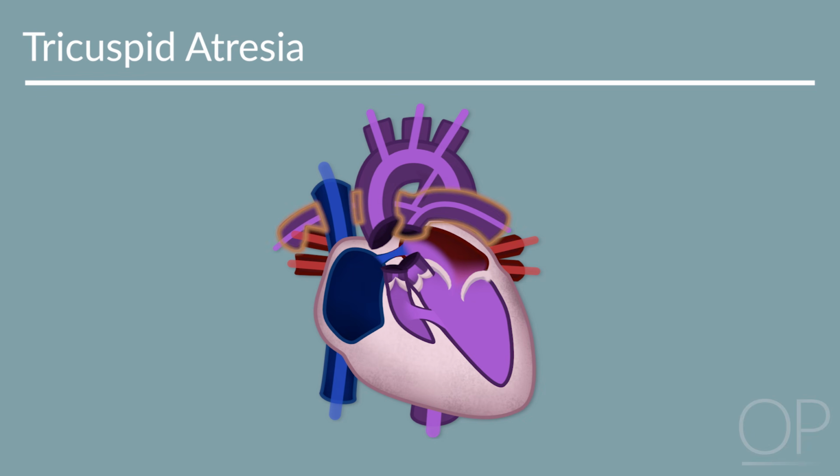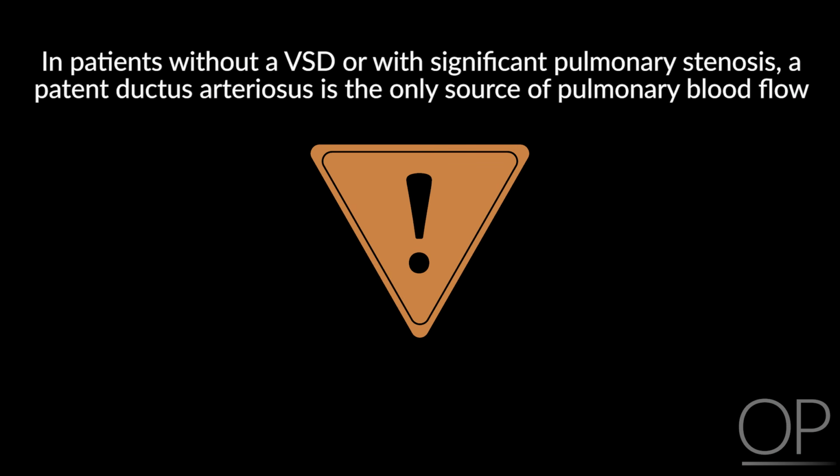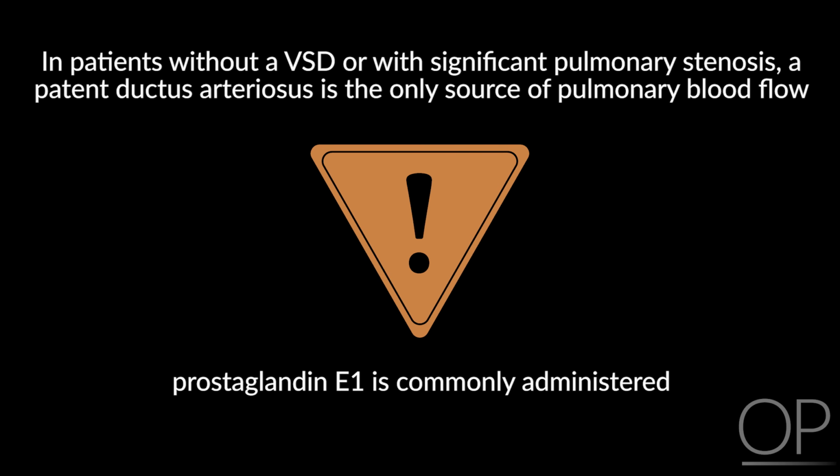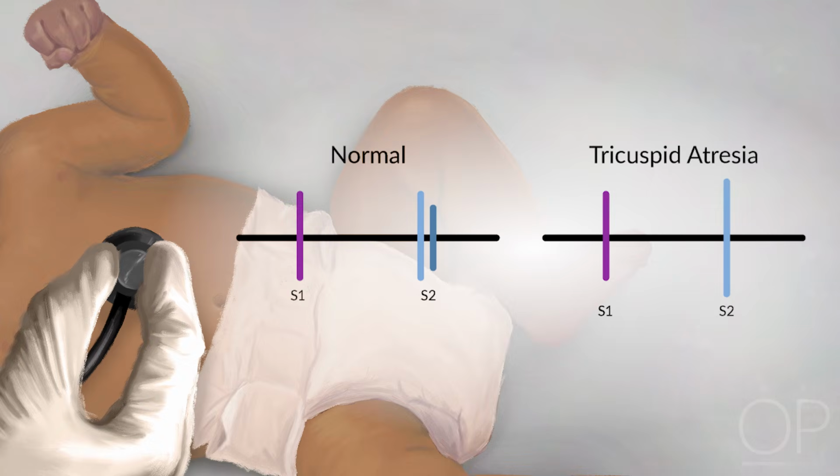The amount of pulmonary blood flow and degree of cyanosis are dependent on the presence and size of a VSD, as well as the anatomy of the great arteries. In patients without a VSD or with significant pulmonary stenosis, a patent ductus arteriosus is the only source of pulmonary blood flow, and therefore prostaglandin E1 is commonly administered. Tricuspid atresia presents with central cyanosis and usually a single second heart sound.